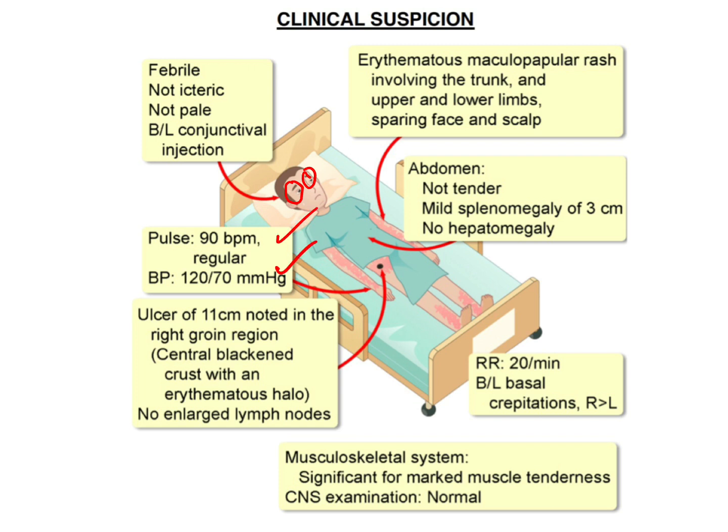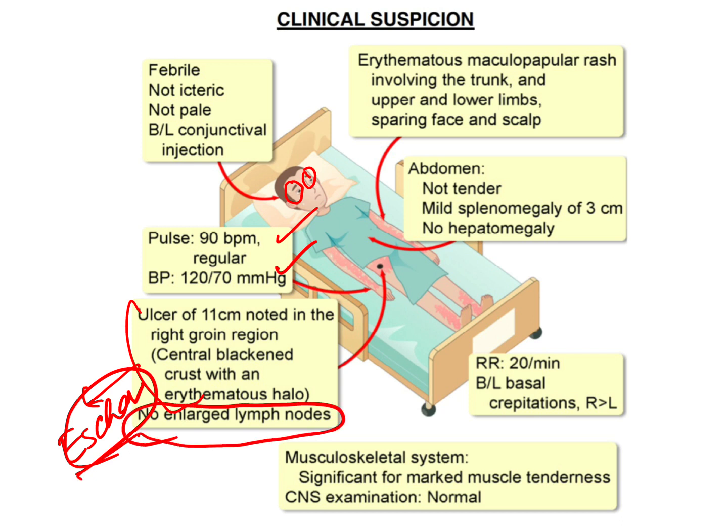We will find an ulcer usually in the groin region, which may have a central blackened crust with an erythematous halo. This is called an eschar. In the next slide I will show the most important sites for eschar formation, and the patient may have enlarged lymph nodes involving those sites. The patient will have maculopapular eruptions, which are usually seen in the first week. Initially they involve the trunk and later spread to the limbs, and eschars are usually seen in the groin.